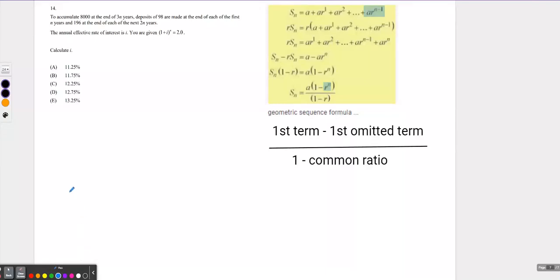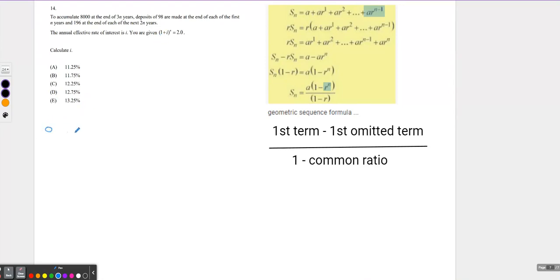All right. So to accumulate 8,000 at the end of 3n years, deposits of 98 are made at the end of each of the first n years and 196 at the end of each of the next 2n years. The annual effective rate of interest is i, and you were given that (1+i)^n equals 2. So we're given a big hint that it's going to be some sort of accumulation going on.